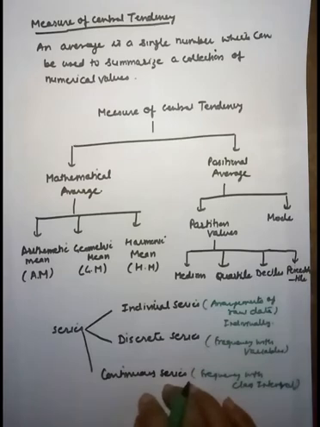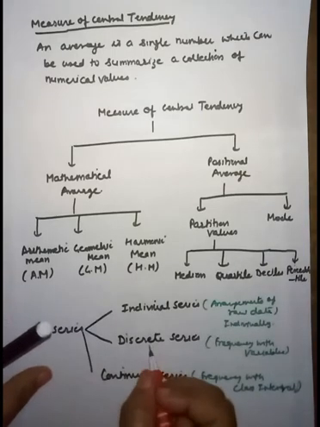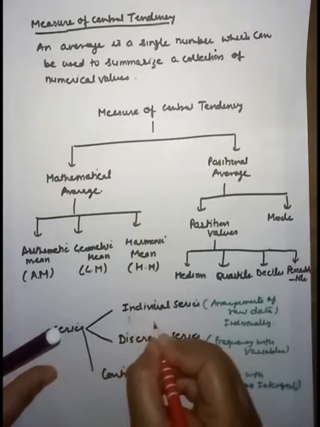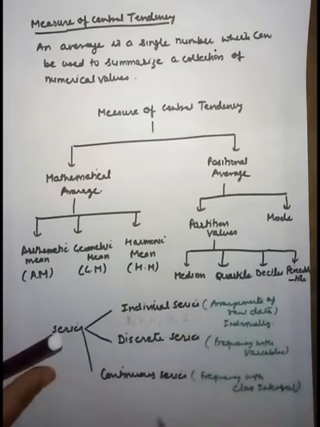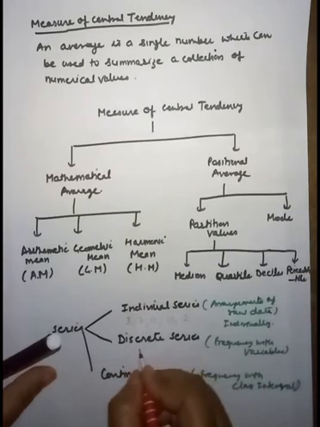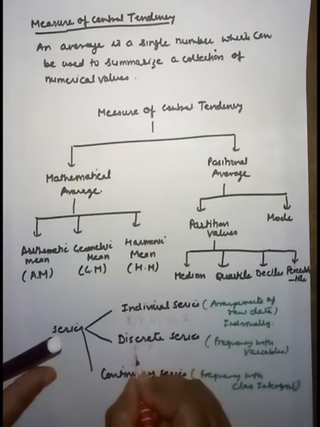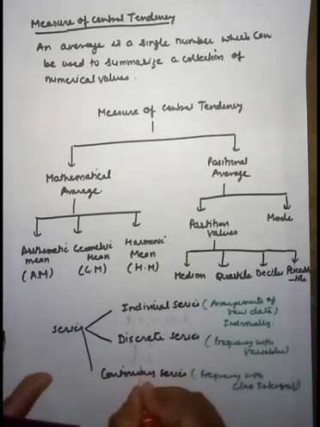So now we move on. In individual series you have to take any data like 3, 7, 11, 13, 2, like this. In discrete series you have variable and frequency, like I have taken variable 2, 3, 4 and taken a frequency along with the variable: for 2 the frequency is 1, and this one is 3, and this one is 2.